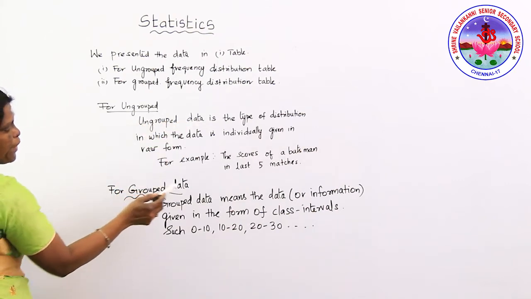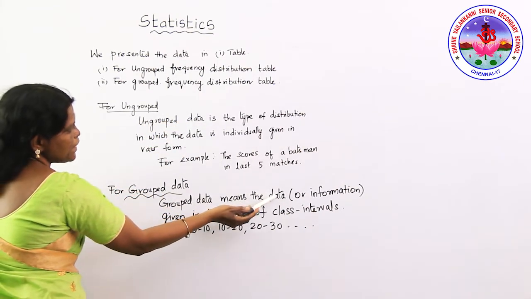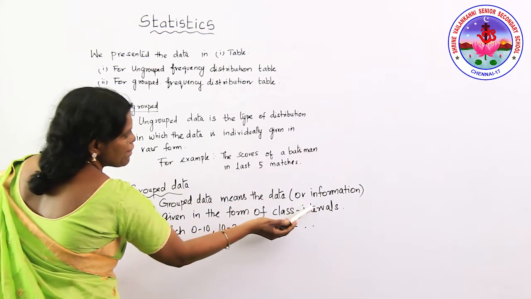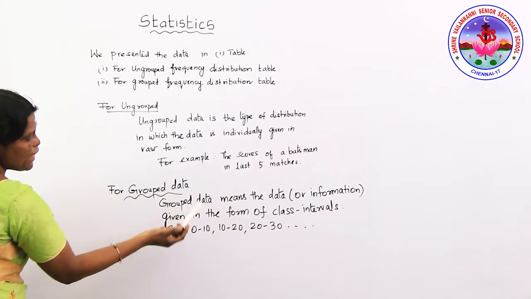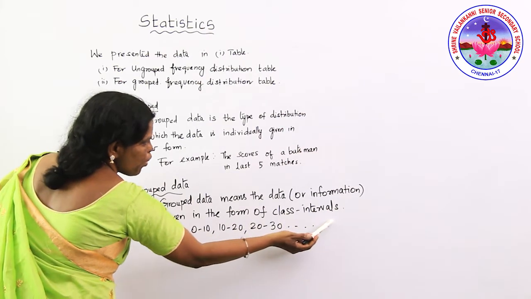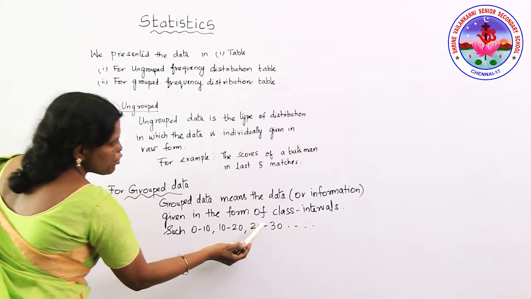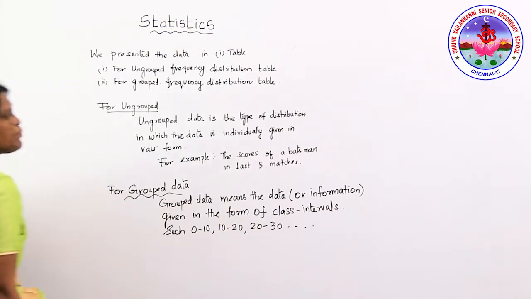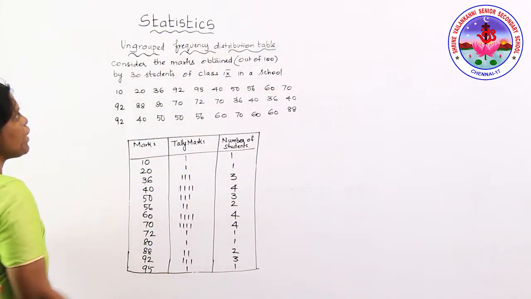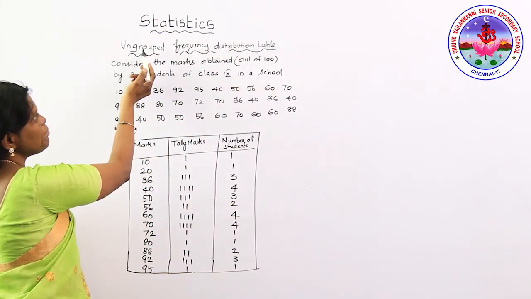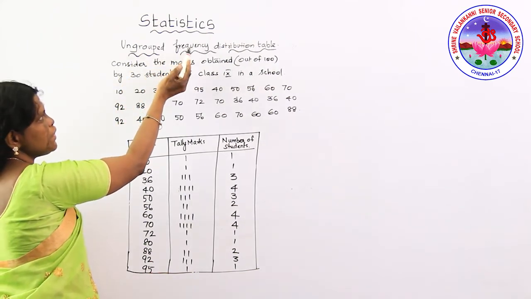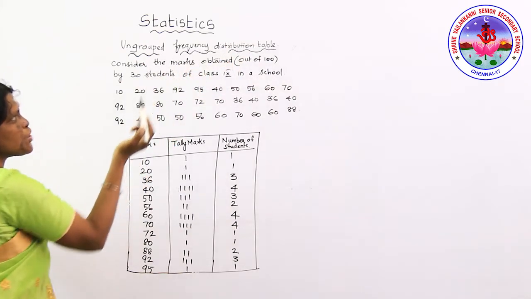Now grouped data means that the information can be arranged in the form of intervals, where we can arrange it as 0 to 10, 10 to 20, 20 to 30 and so on, such that these intervals should be equally spaced. Now we are going to talk about the ungrouped frequency distribution table, where the data which is given in raw form, we put in a table and calculate its frequency. So we call it a frequency distribution table.